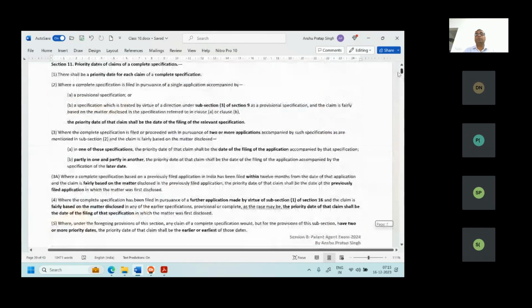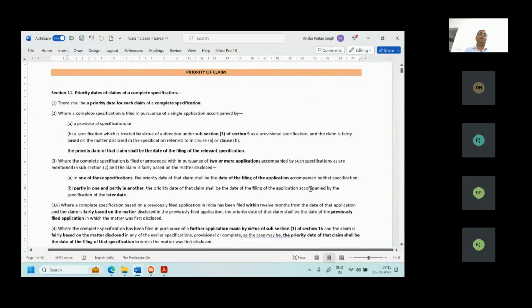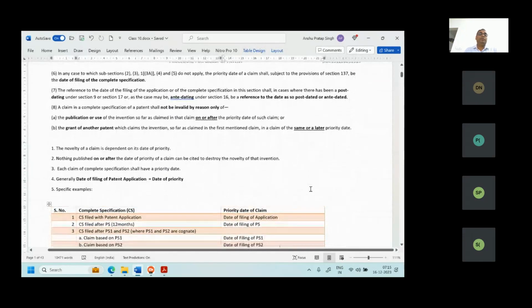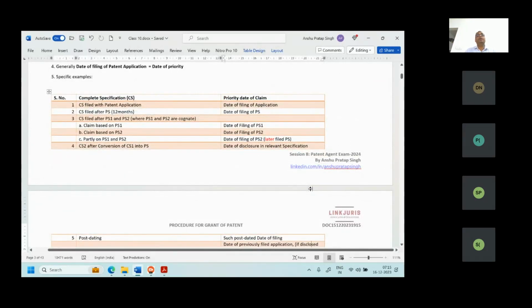Now, priority date we have already read yesterday, and generally the date of filing of the patent application is the priority date. However, if there is a PS and CS filed, then there can be 3 scenarios. If CS is filed after PS, the date of filing of PS will be considered the priority date of the claims. If CS is filed after PS1 and PS2, then if the claim is wholly based on PS1, the date of filing of PS1, and if the claim is wholly based on PS2, the date of filing of PS2. That means whichever provisional specification first disclosed it, that will be taken.